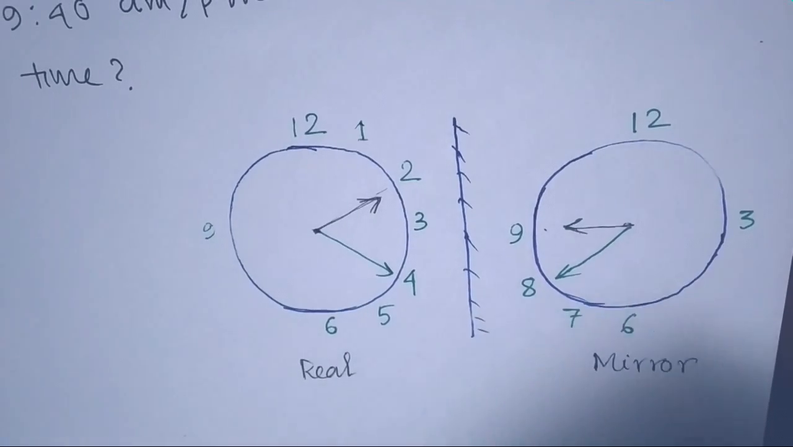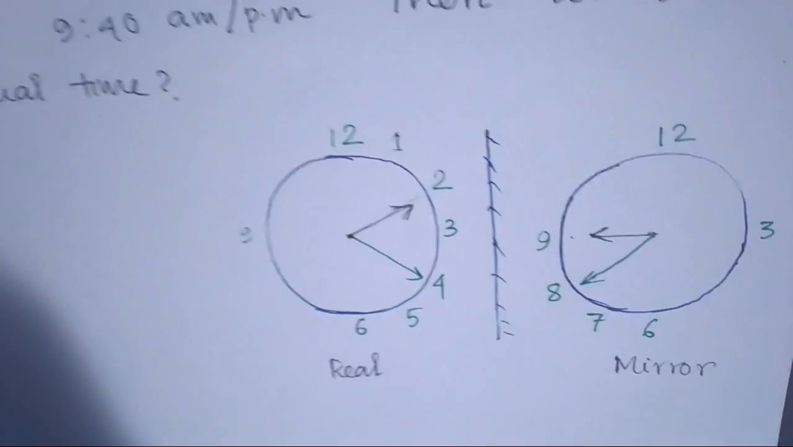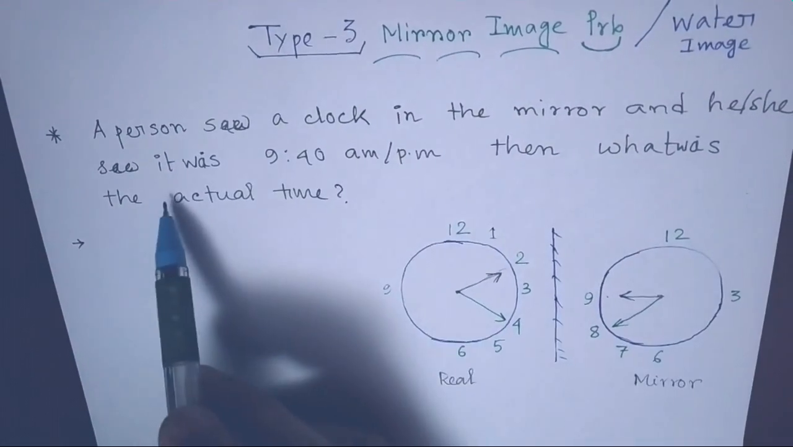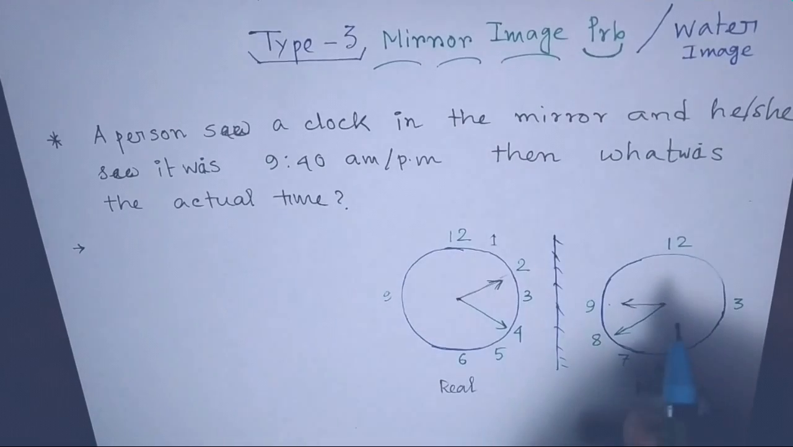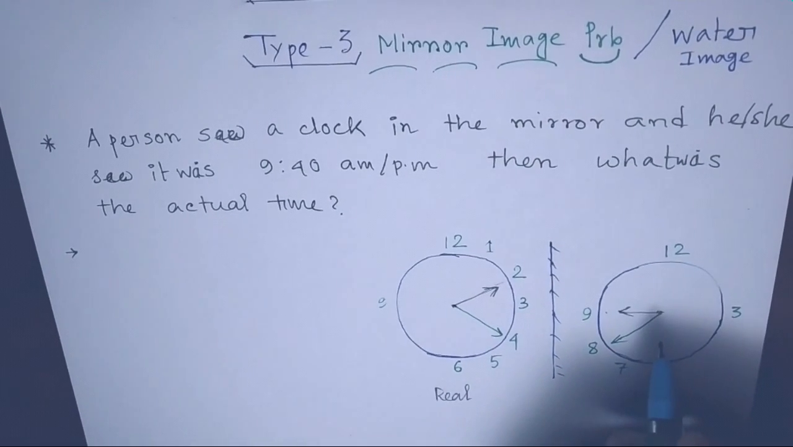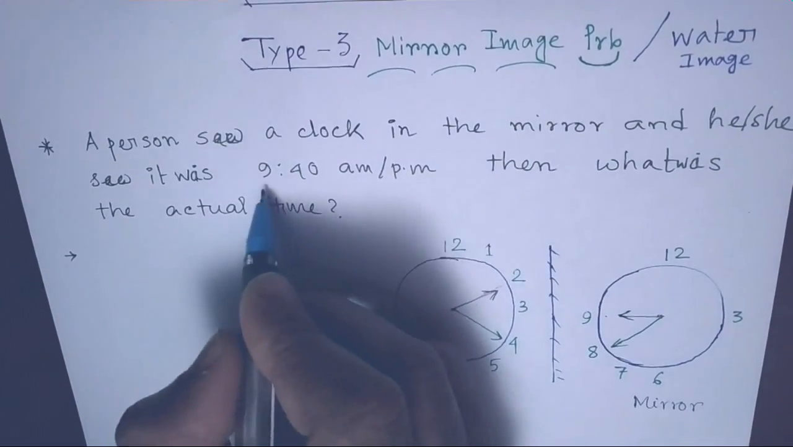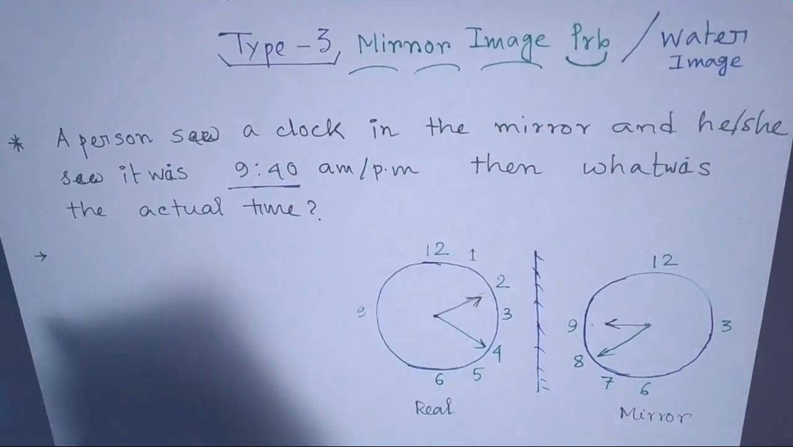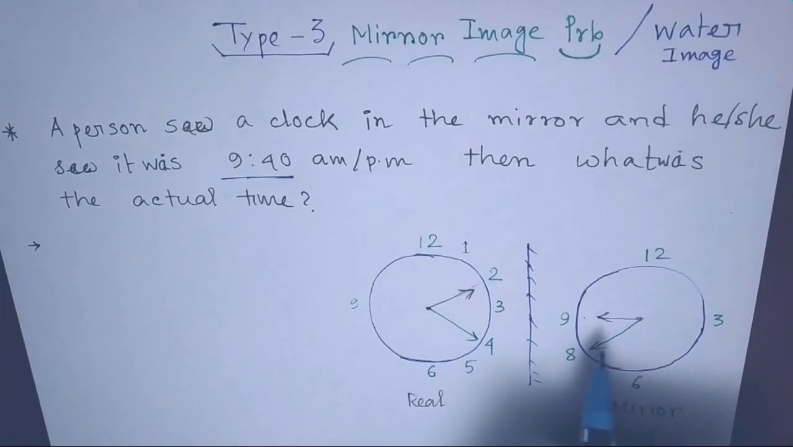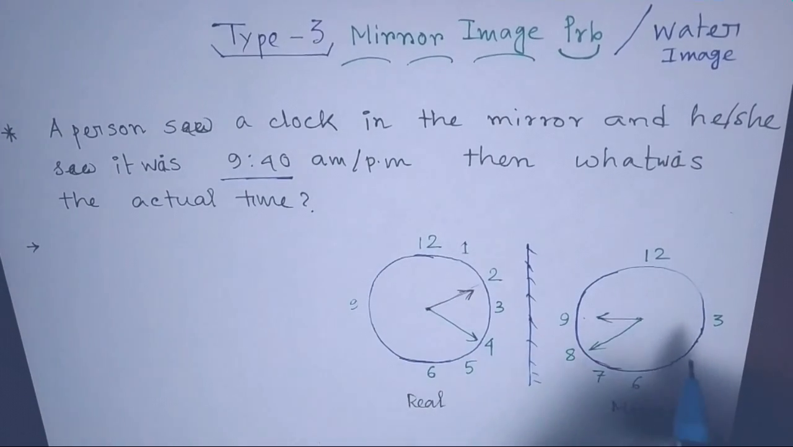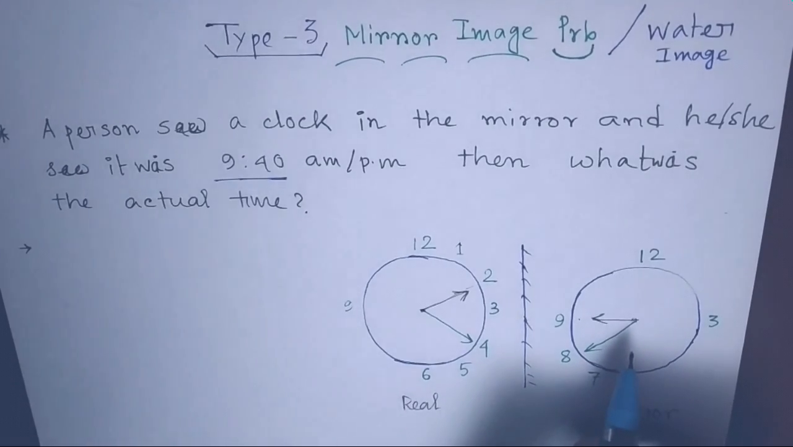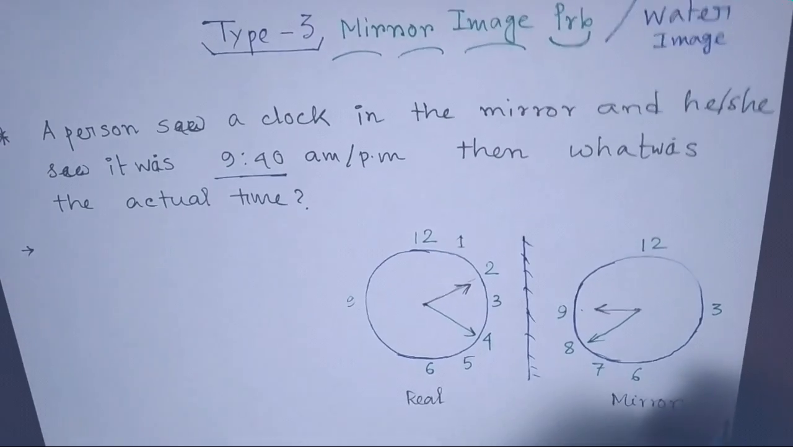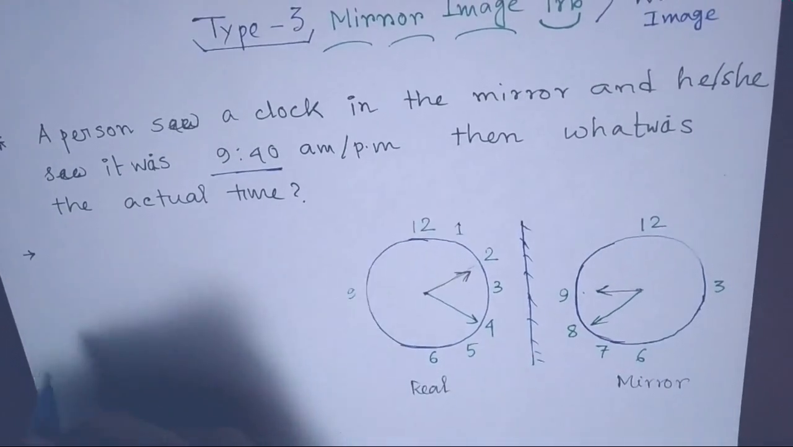But here we apply it taking a problem: a person saw a clock in the mirror and saw it was 9:40 am or pm. Then what was the actual time? So here the mirror shows this time. What is the actual? We can say from the mirror, from our clock. Please make this clock in your mind and simply answer this without a pen. But if you cannot do this, you apply this formula.